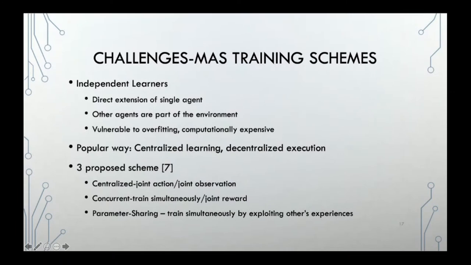Another challenge is multi-agent systems training schemes. There are different approaches for this. First of all, independent learners, which is a direct extension of the single agent. Here, the agent thinks the other agents are part of the environment, which is different from our Markovian game model. Here, the agent does not consider the behavior of the other agents or their actions.